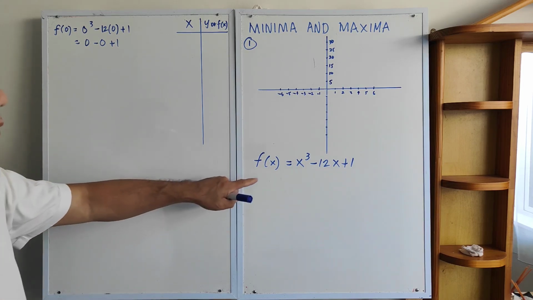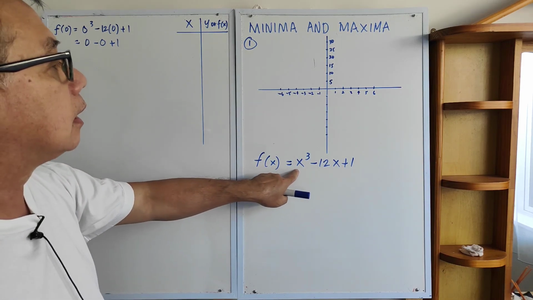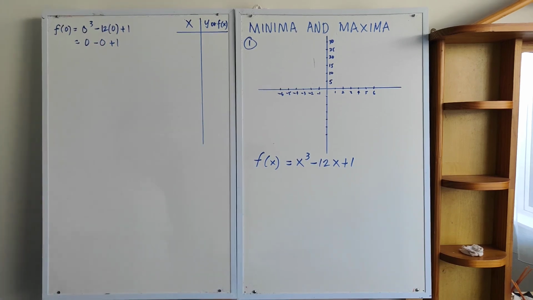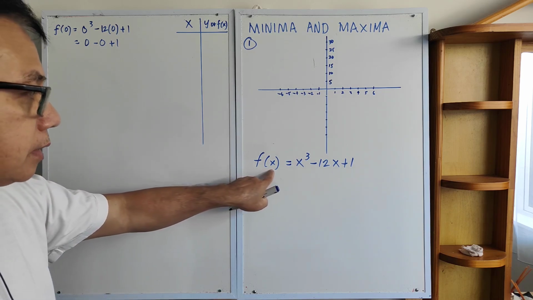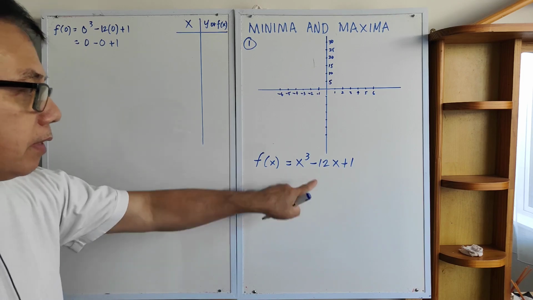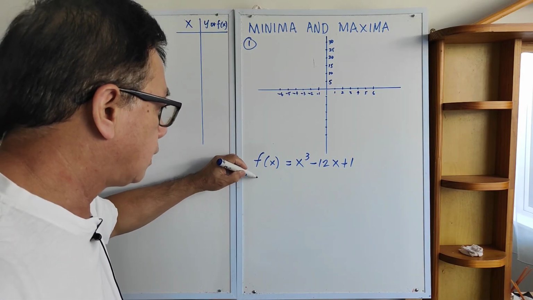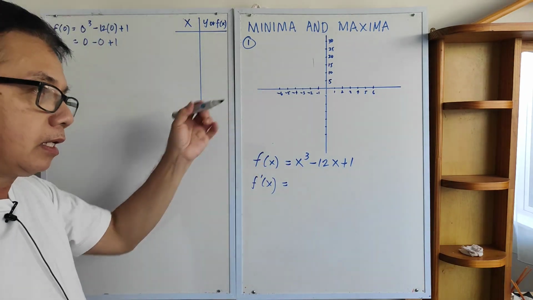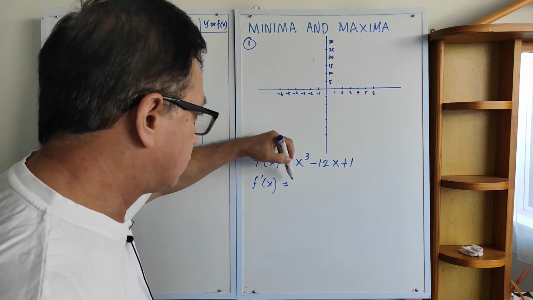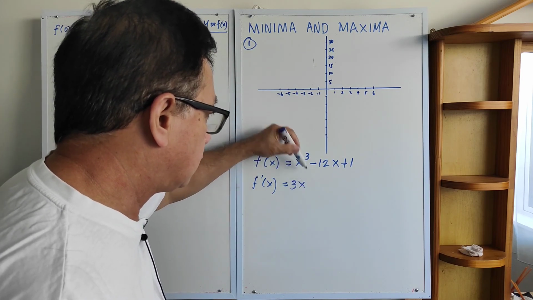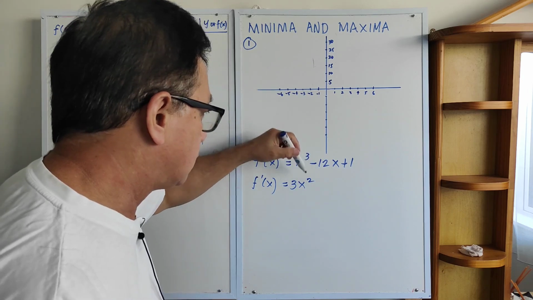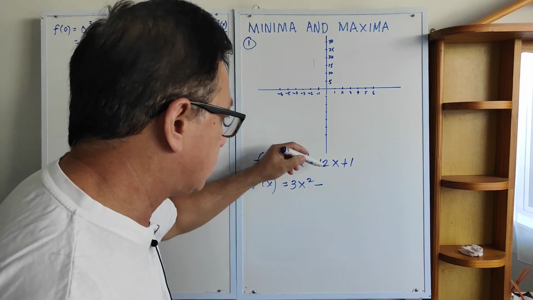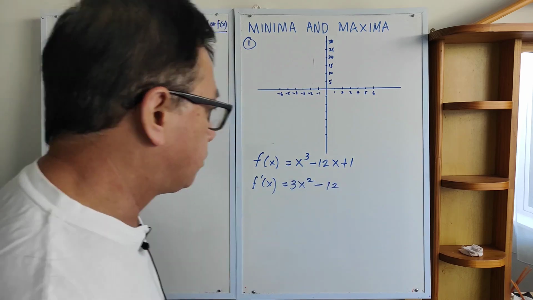For example, we have the function x cubed minus 12x plus 1. The first thing we need to do to find the maxima and minima is to find the derivative of this function. The derivative is f prime of x. We use the shortcut now, not the difference quotient. So this exponent goes down, and this becomes 3x to the 3 minus 1, which is 2, so 3x squared minus, 12x becomes 12 and the 1 disappears.